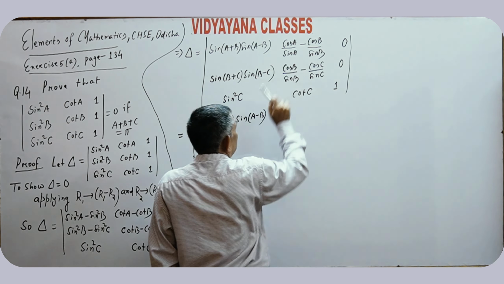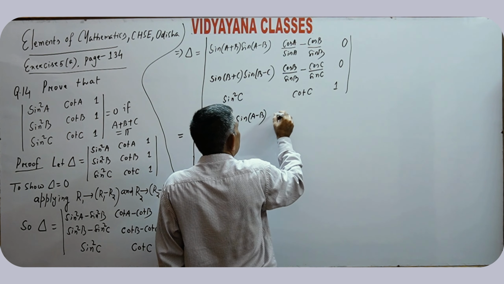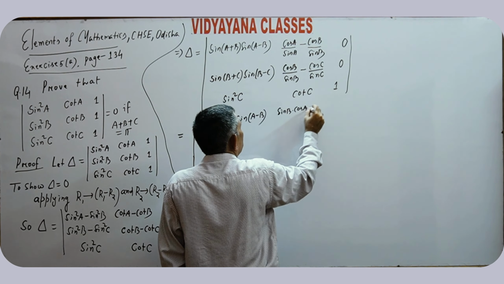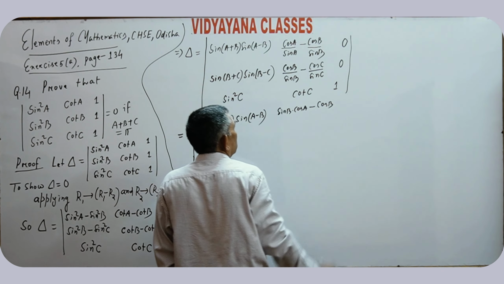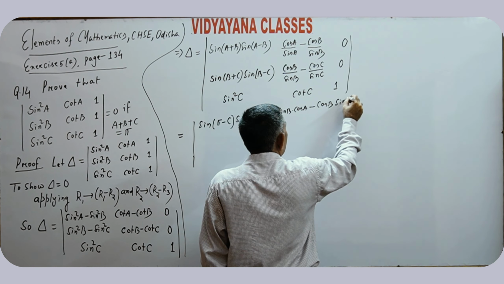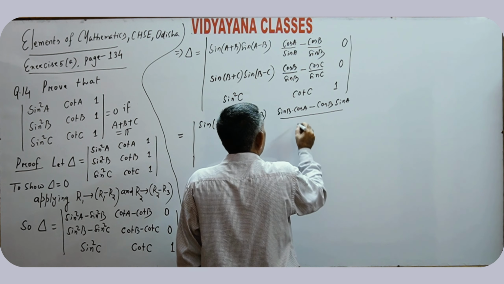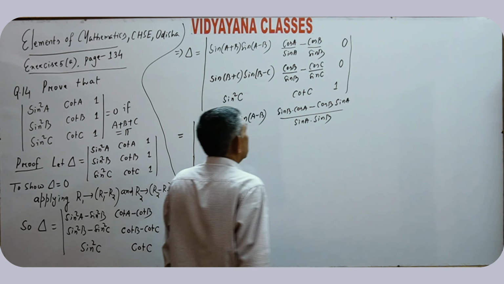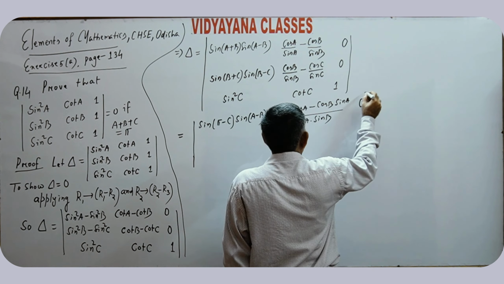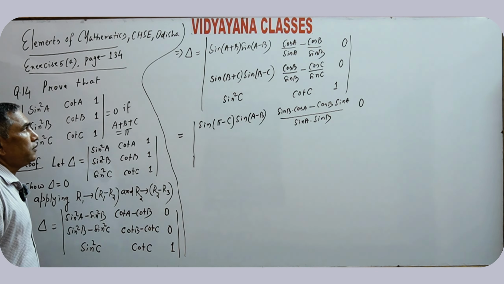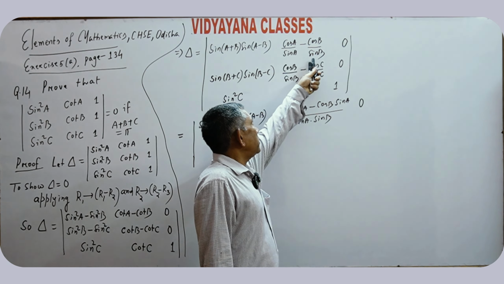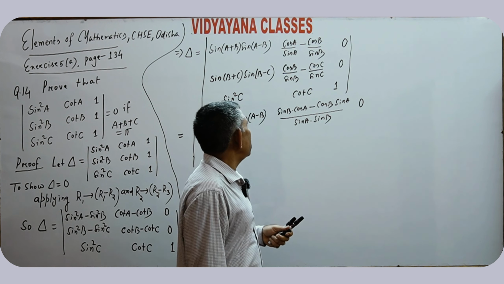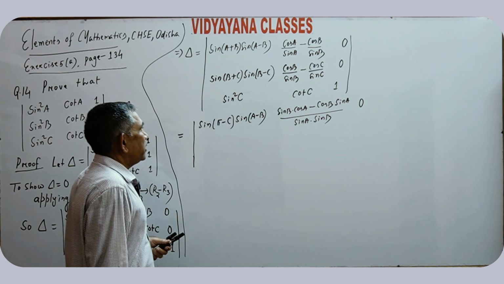Here the LCM is sin A into sin B, that is sin B into cos A minus cos B into sin A, divided by sin A into sin B, and 0. Clear? Sin A and sin B is the LCM. So the numerator is sin B into cos A minus cos B into sin A.